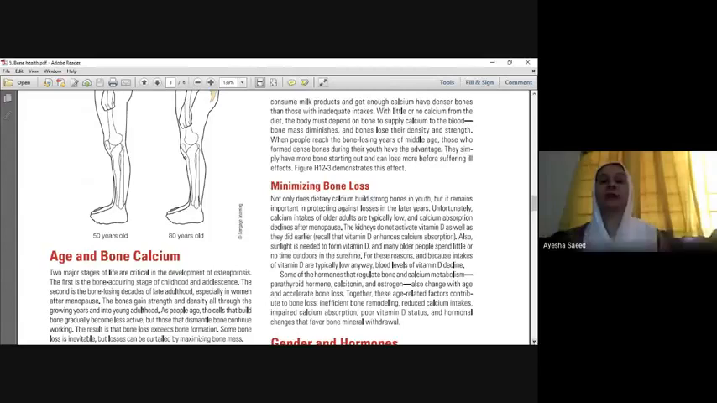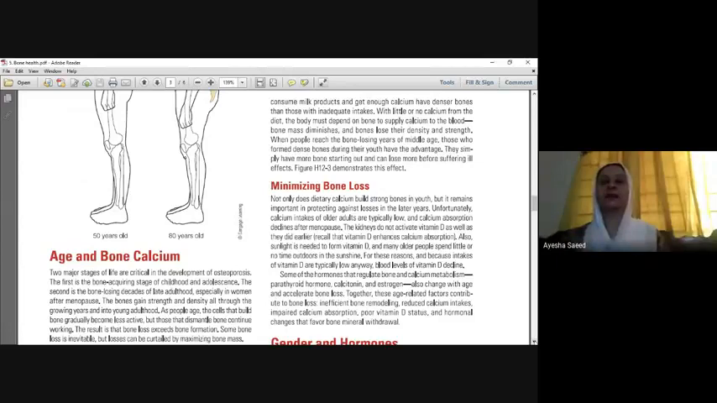Unfortunately, calcium intakes of older adults are typically low and calcium absorption declines after menopause. The kidneys do not activate vitamin D as well as they did earlier. Also, sunlight is needed to form vitamin D, and many older adults spend little or no time outdoors in the sunshine. So there are two mechanisms working here. Vitamin D is not being activated, and older adults usually do not go in the sun. For these reasons, and because intakes of vitamin D are typically low anyway, blood levels of vitamin D decline.